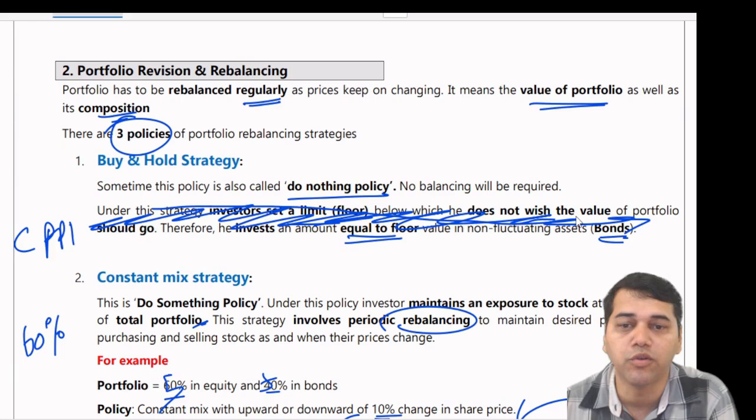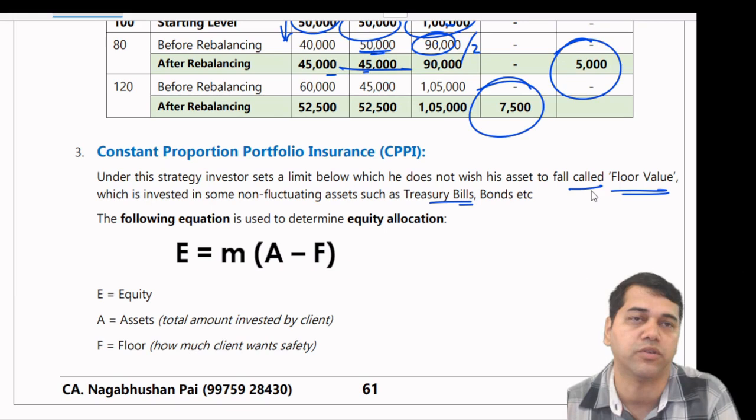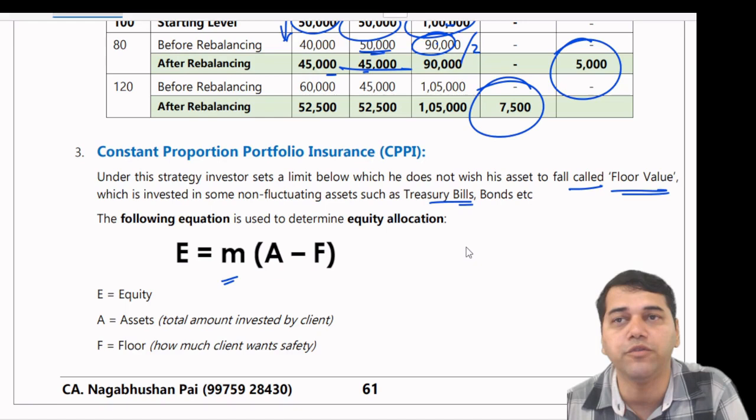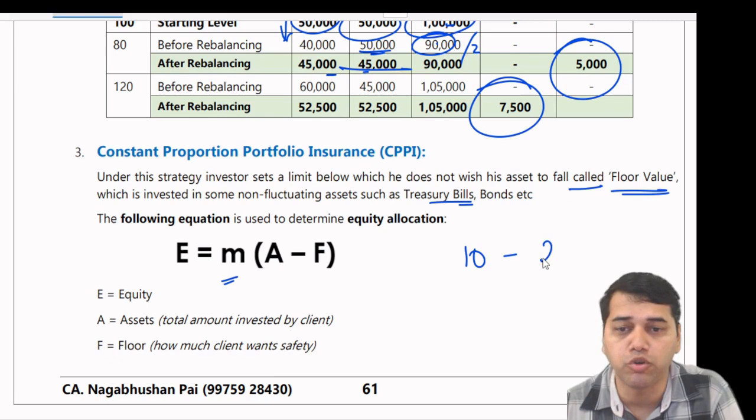Setting the floor equal to the floor. This is that CPPI, where you fix one floor value and some amount you invest in treasury bonds. Understand the logic behind it. The following equation is used: E = M × (A − F). What is the logic behind it? Suppose an investor gives you 10 lakh rupees. And he says, whatever happens on the earth, I'm ready to take risk only up to 2 lakh rupees. 8 lakh rupees I want at the end of the year.